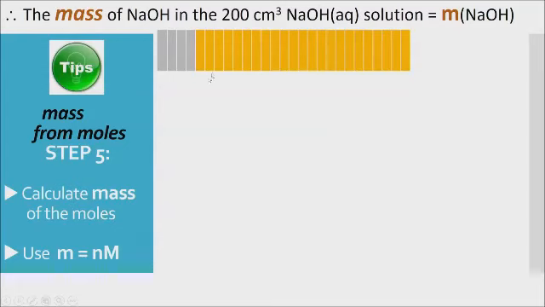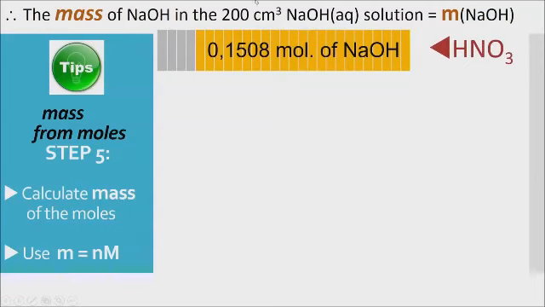But what is my moles of sodium hydroxide now again? There we go. It's 0,1508 moles of sodium hydroxide. So what do I do now? I now use a formula. That's right. By the way, how did I get this number of moles? Very clever. I, of course, use the nitric acid to find that.